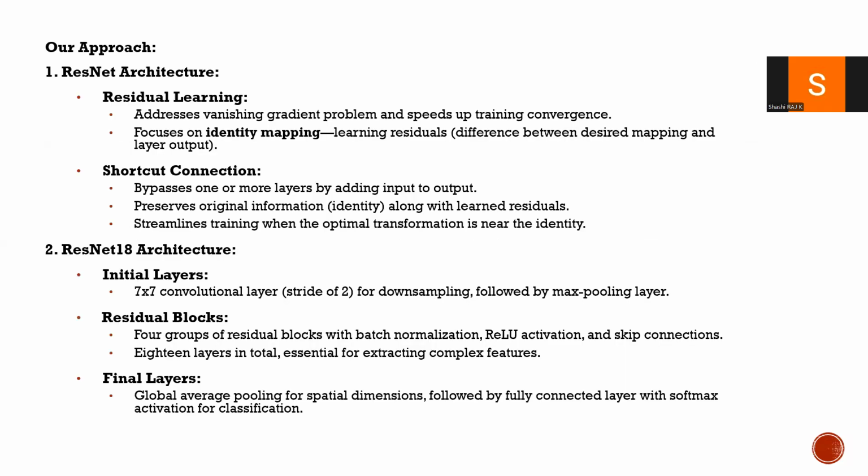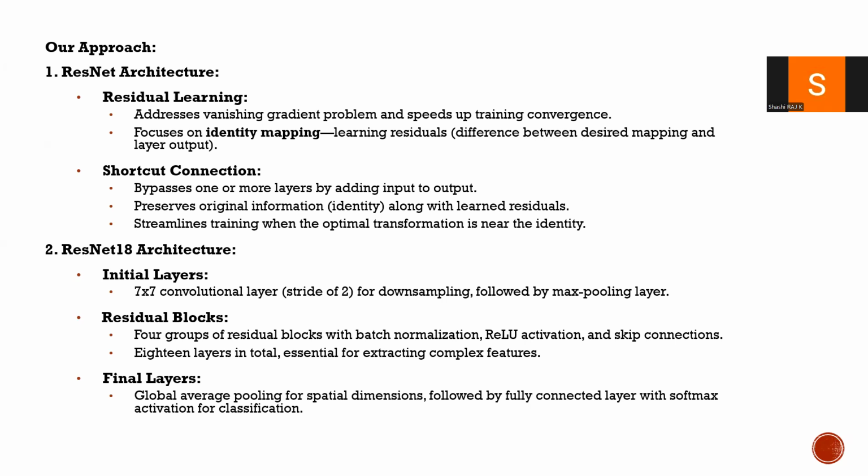So our approach is the ResNet architecture. Here, residual learning addresses the vanishing gradient problem and speeds up training convergence. It focuses on identity mapping, learning residuals, that is, the difference between the desired mapping and a layer's output. The shortcut connections bypass one or more layers by adding the input to the output. Second, we preserve the original information, that is, the identity, along with the learned residuals. This streamlines training when the optimal transformation is near the identity.